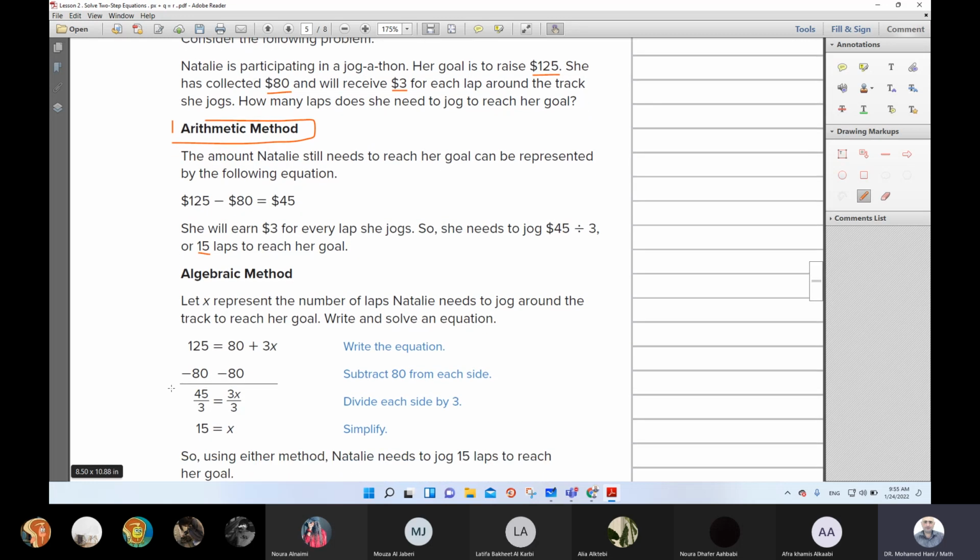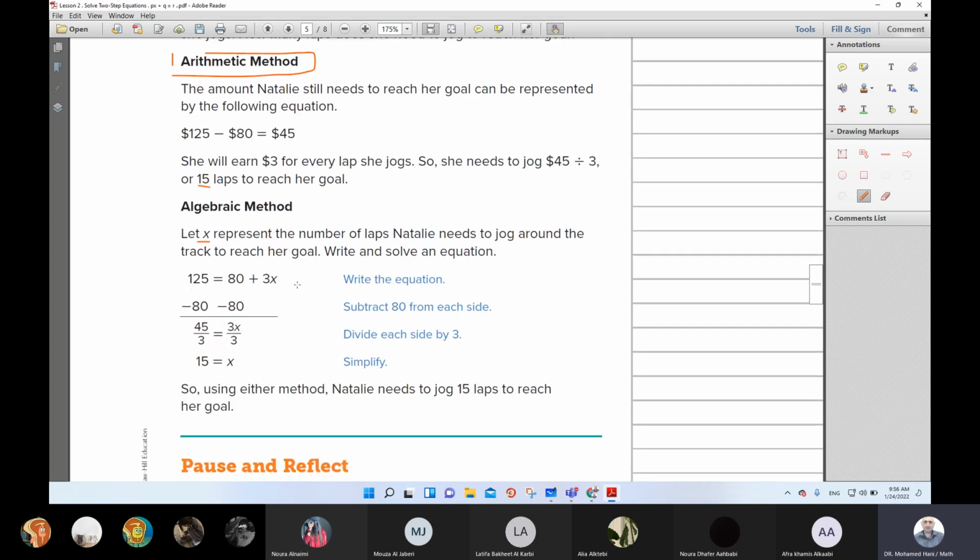Algebraic method: let x represent the number of laps. Use variables. Natalie needs to jog around the track to reach her goal. Write and solve the equation. So we have here the total amount 125 equal the collected amount 80 plus 3 multiplied by the number of laps, 3x, where x represents the laps. And we can solve this equation.